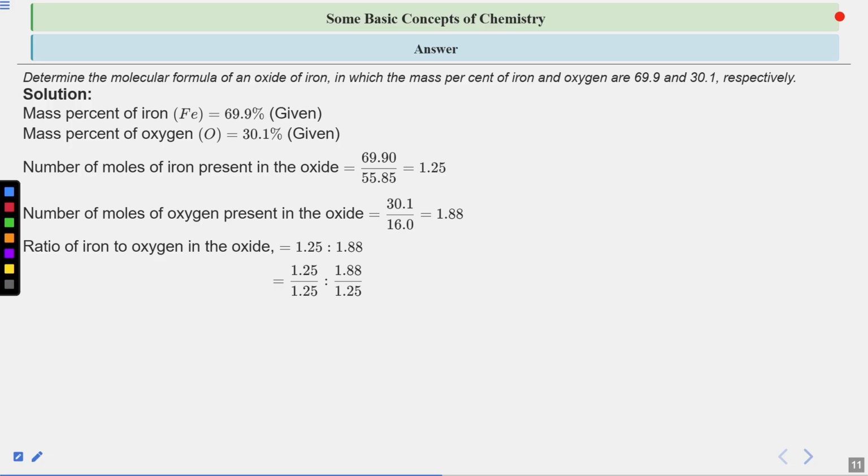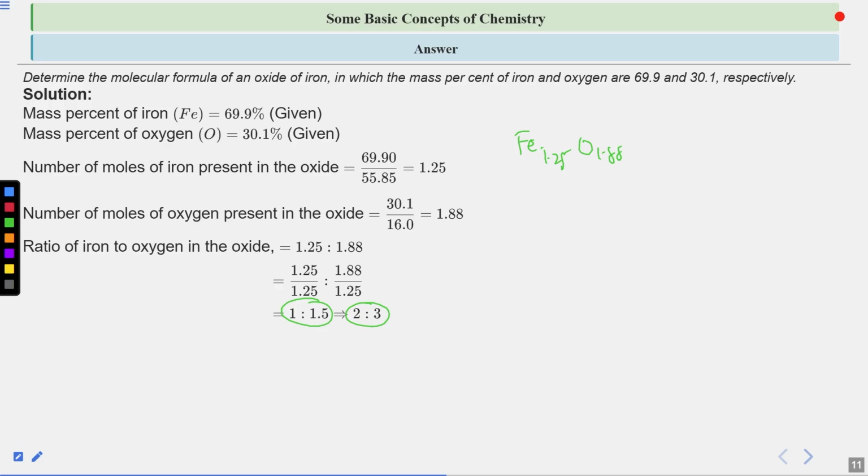So you can do it. It's very easy. We have to take the simplest whole number ratio. This will give you approximately 1:1.5, which will be 2:3. Now, why have we done this? It is important. So, have you seen any formula in this form, like Fe1.25 O1.88? No, never. So, what do we do? We always take a whole number.